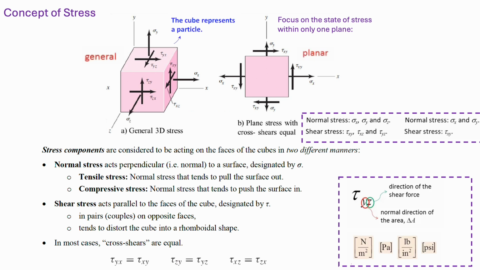We use the three-dimensional stress elements in order to analyze the general state of stress of a particular point, and the two-dimensional ones are used in order to analyze the plane state of stress of a particular point. Plane stress occurs when the stresses on one surface are equal to zero. The shear stress is expressed in terms of two subscripts.